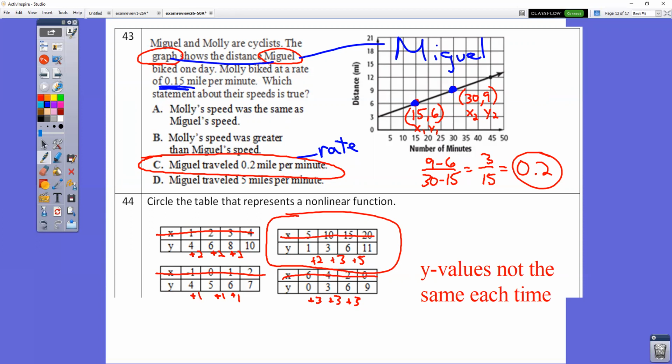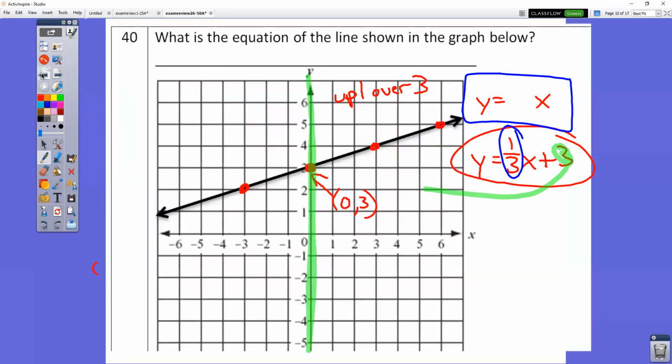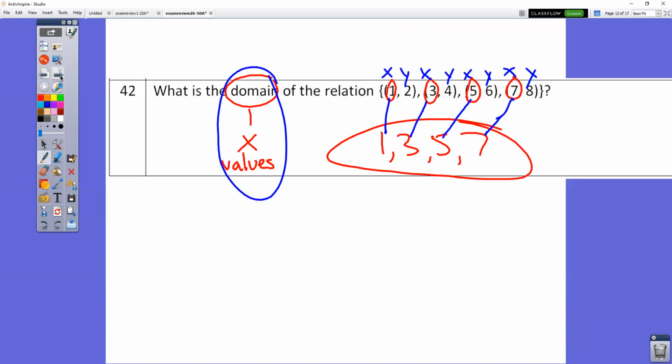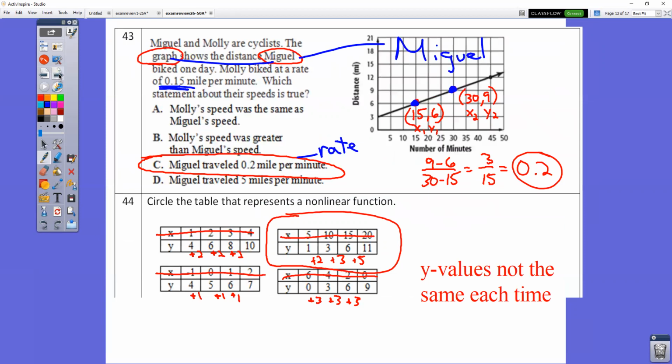Well, where's the slope formula? The slope formula, remember, was used in question number 36. So you can always go back to question number 36 and look at the slope formula. Now that we're looking at that one, we choose those numbers and sub them into the formula. Top divided by bottom, 3 divided by 15 is 0.2. So Miguel's rate is 0.2. That's true. You need to use the slope formula for 43.